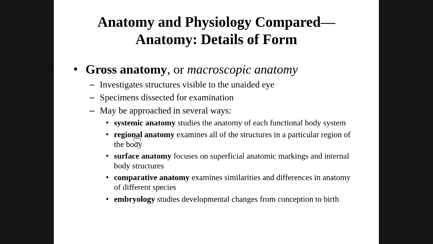Regional anatomy, just studying certain regions of the body. Surface anatomy, just the surface of the body. Comparative, between humans and other animals, for example. Embryology, looking at the development, not from conception to birth. That's not correct at all. Embryology is simply the first month of the pregnancy, so that's not correct. This textbook does have some mistakes here and there.